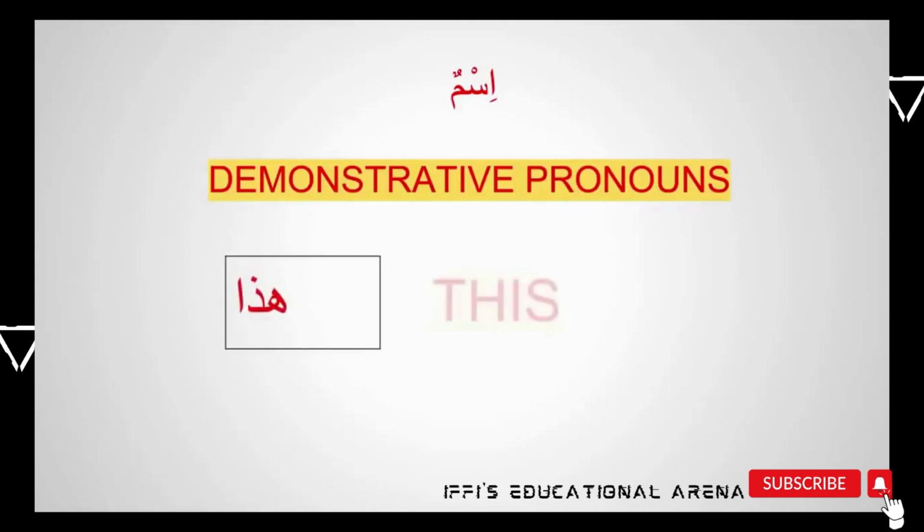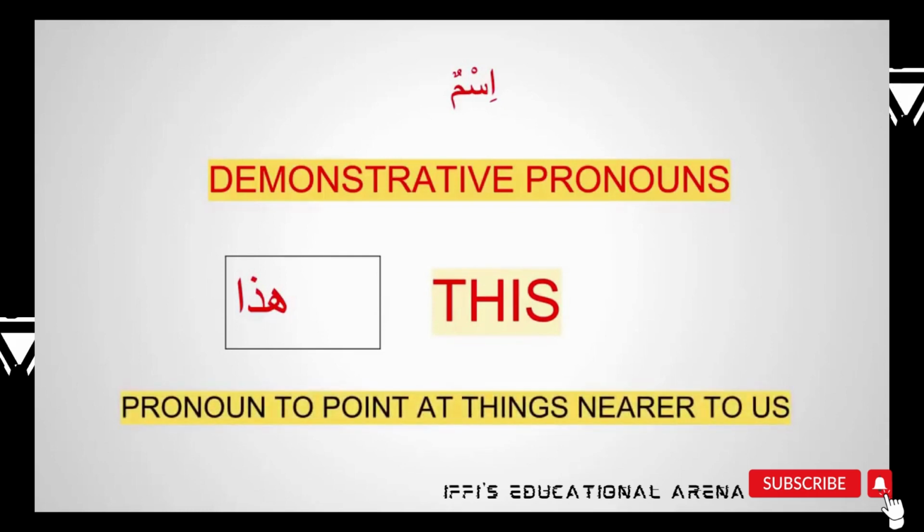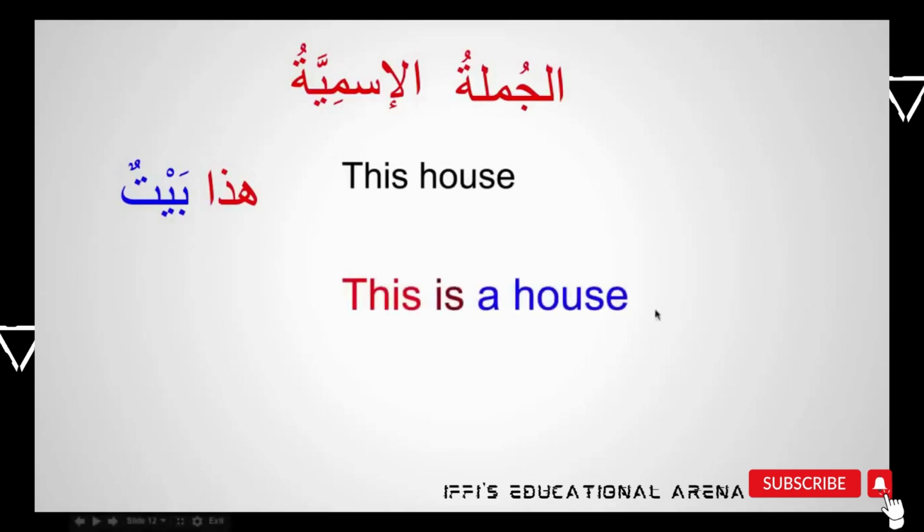So HADHA means this. When do we use this? We use this pronoun to point to things which are nearer to us. Anything which is close to us, we say this. Let's give an example. If we say هذا بيت, we know literally it means this house, but we translate it as this is a house. So we insert an is.